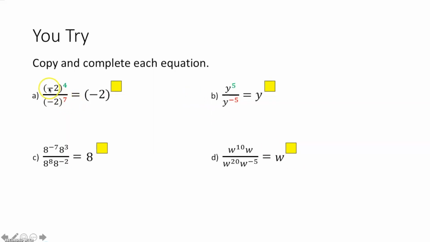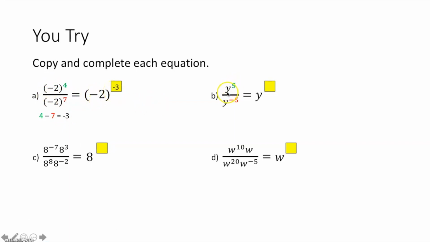Doing the same thing. We have negative 2 to the 4th power over negative 2 to the 7th power equals negative 2 to the what? Well, we have like bases, so since we're dividing these two like bases, we want to subtract our exponents. So what is 4 minus 7? That's going to be negative 3. So negative 2 to the 4th over negative 2 to the 7th equals negative 2 to the negative 3rd power.